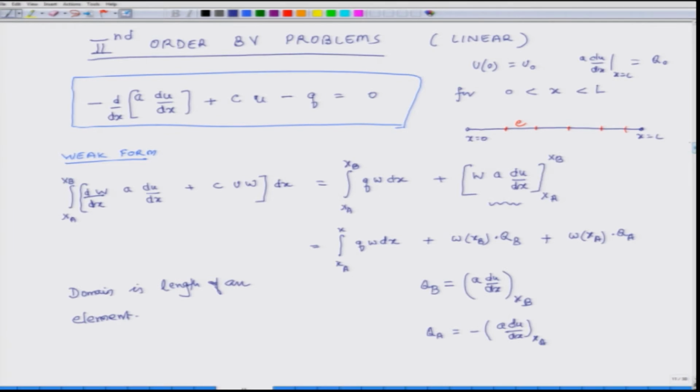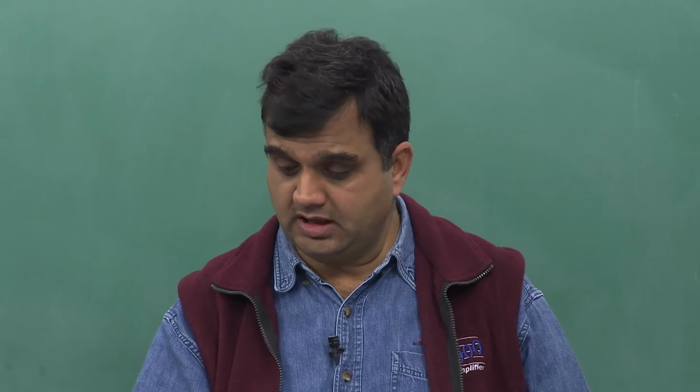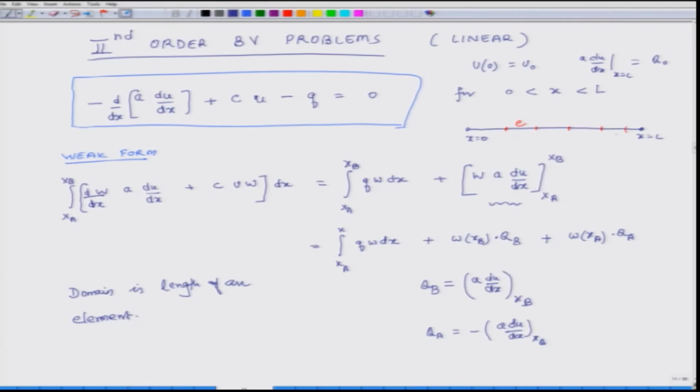The next step, so what have I done? I have started with a differential equation. I have discretized my system into different elements, right. That is the first step which I did. I broke it up into all the elements. Then for each element I have written the weak form.